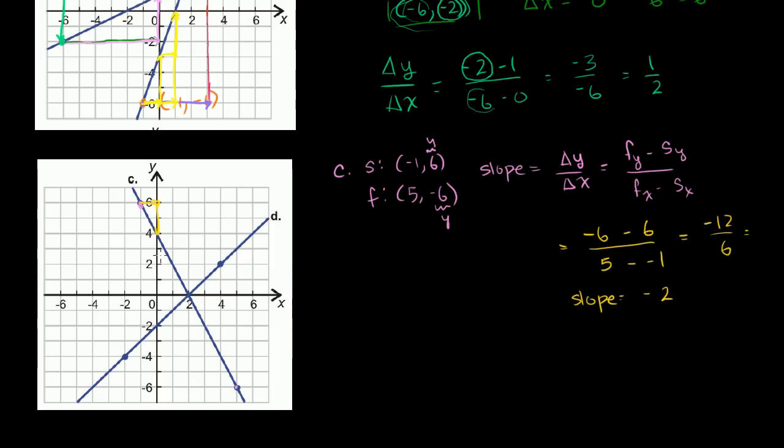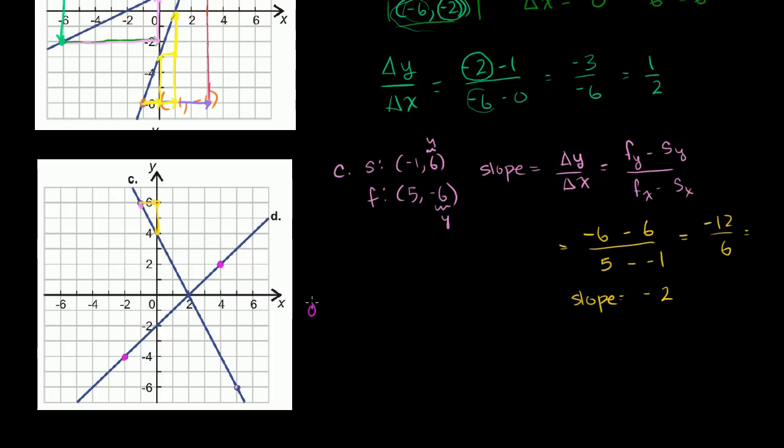So this is a downward sloping line. It's going from the top left to the bottom right. As x increases, the y decreases. And that's why we got a negative slope. This line over here should have a positive slope. Let's verify it. So I'll use the same points that they use right over there.